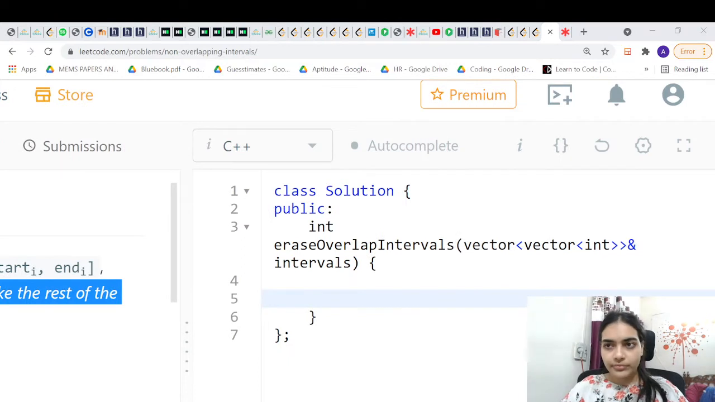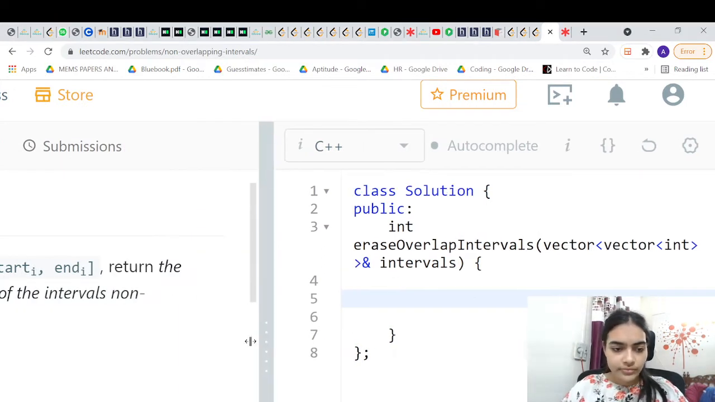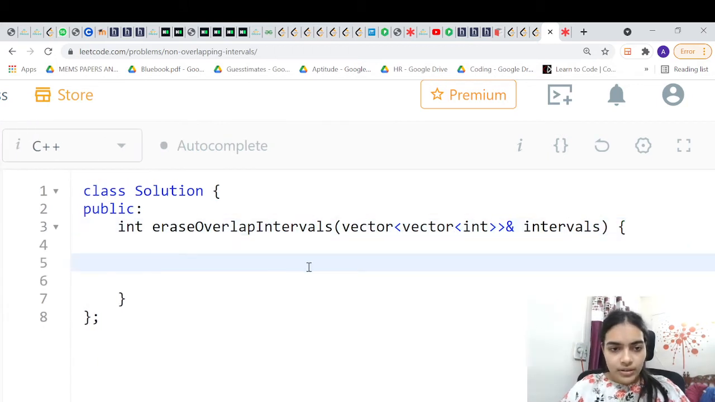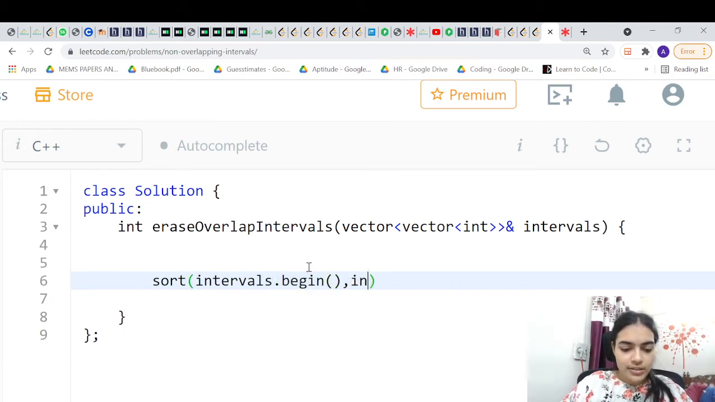Okay, so we will have to first of all sort the intervals, right? So let's sort the intervals. So it will get sorted by the first element.